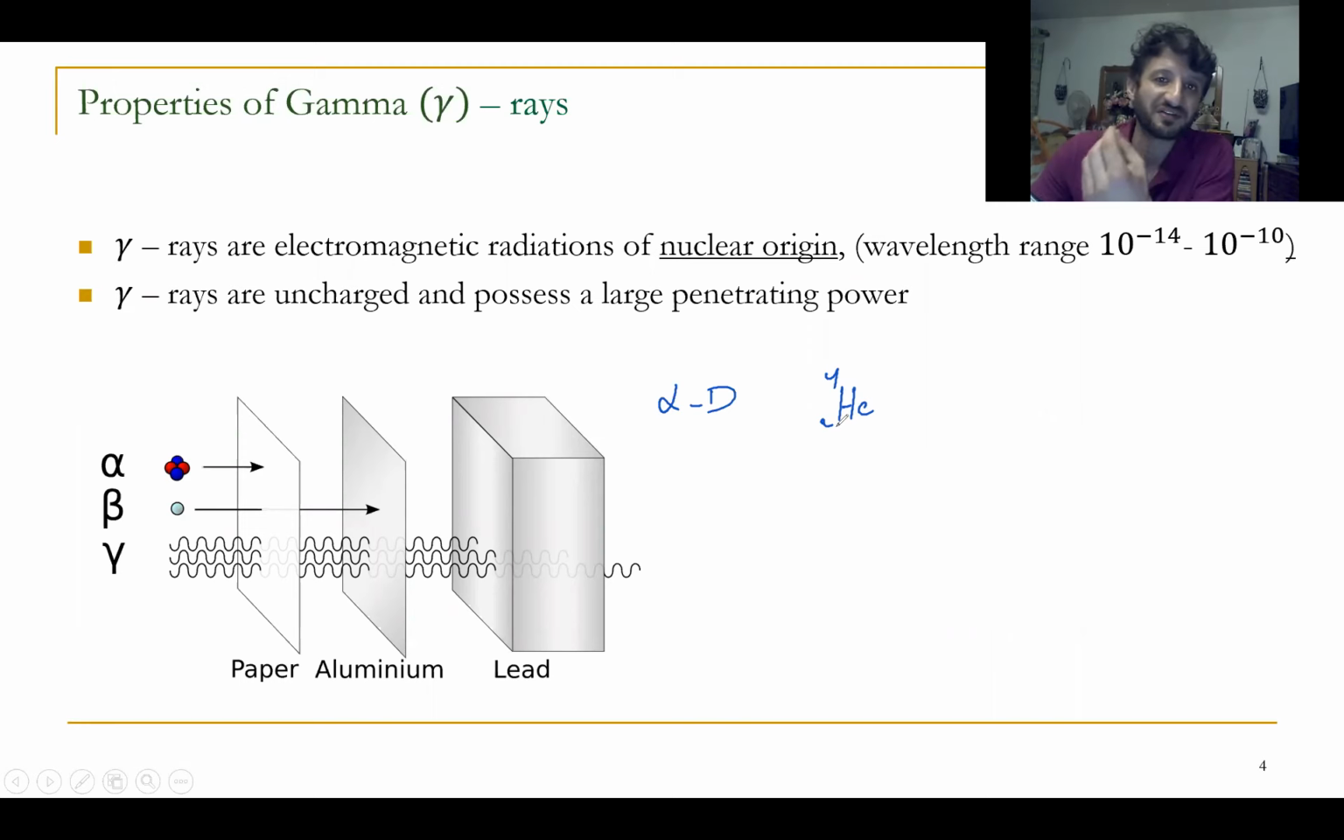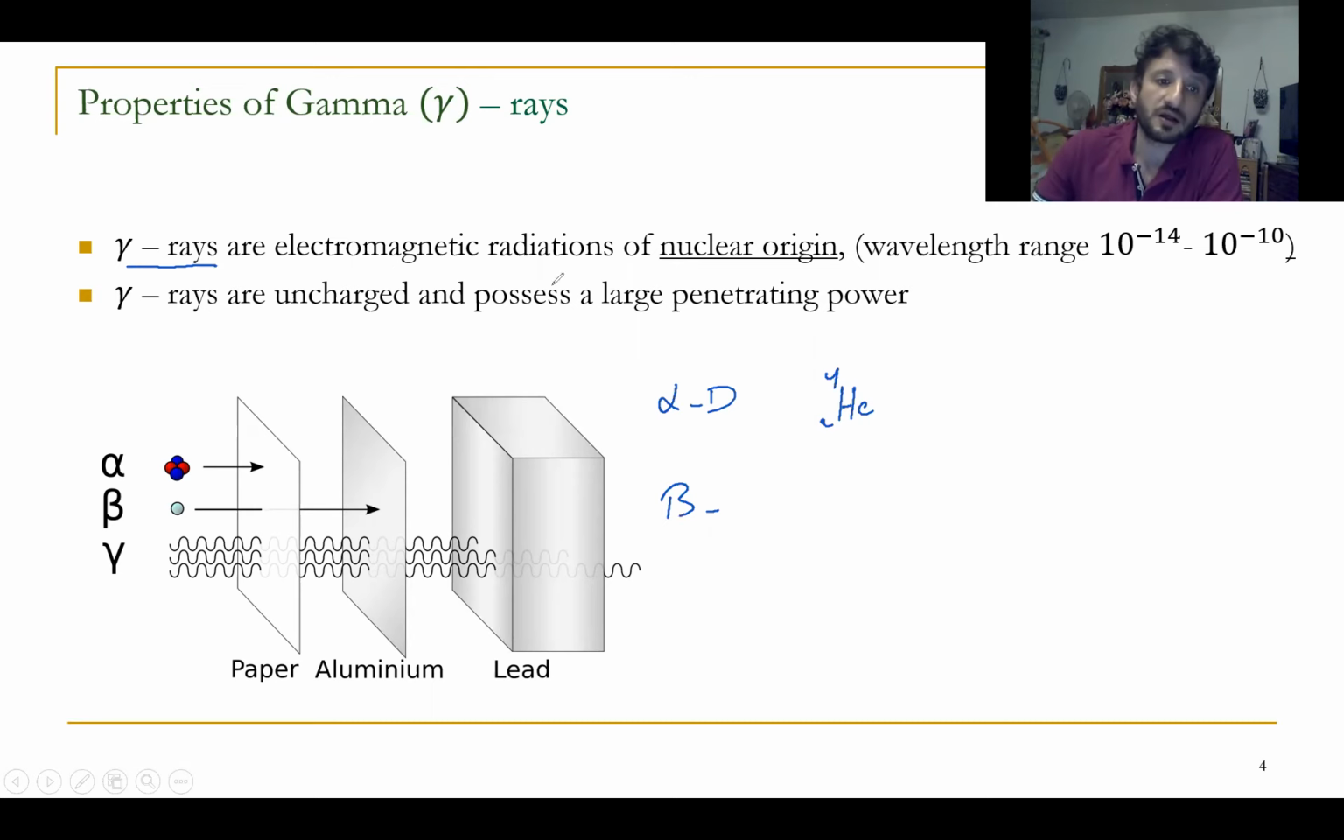He42 is positively charged because we have two protons inside the nucleus. In the case of beta decay, we have beta minus or beta plus, so we also have a charged particle. But in the case of gamma rays, or during gamma decay, we have gamma ray emission. These gamma rays are electromagnetic radiations. Okay, it's not a charged particle, it's a photon. Photon is a quantity of energy, it's uncharged.